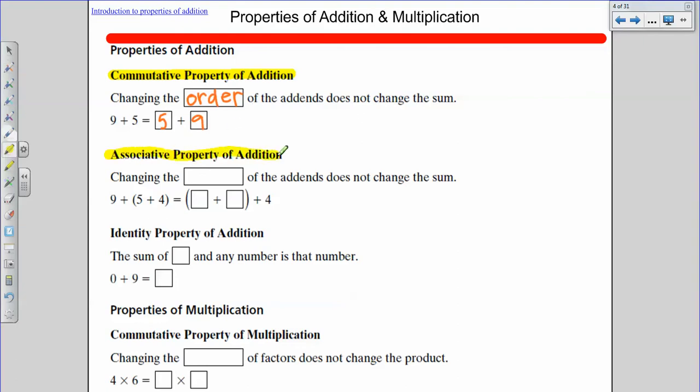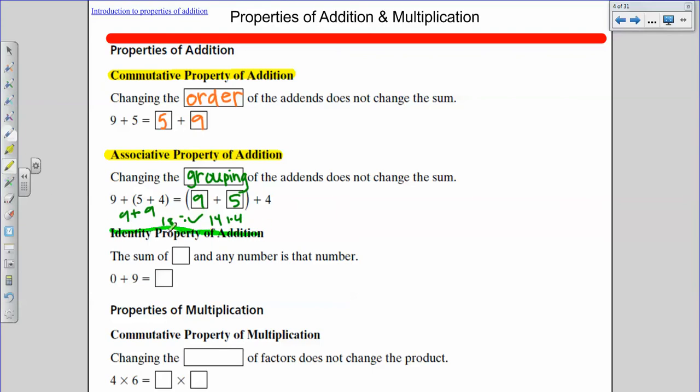Our associative property of addition allows us to change the grouping. And when we change the grouping, it does not change the sum. So basically this means that 9 plus the sum of 5 plus 4 is the same as saying the sum of 9 plus 5, plus 4. So basically we're going to have 9 plus 9 is equal to 18, which is equal to 9 plus 5 is 14, plus 4 is also equal to 18. So I can change the grouping. And usually we know that we're dealing with the associative property if I see parentheses, that's going to be a clue.